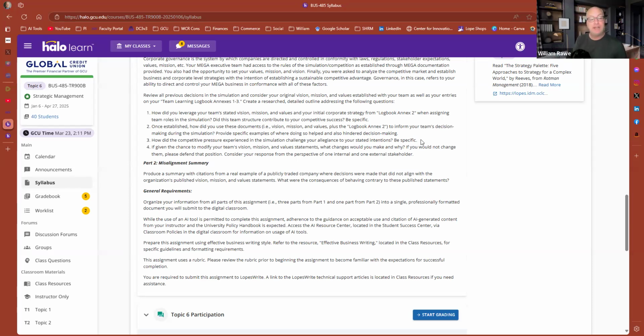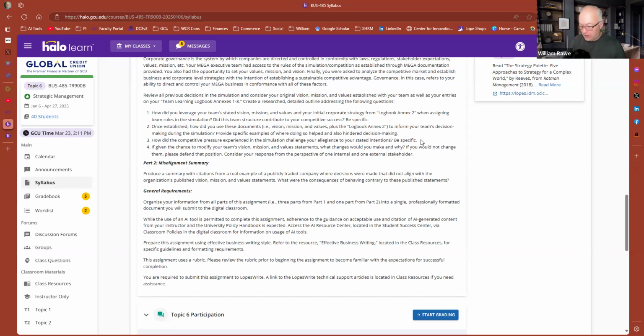Number 4, if given the chance to modify your team's vision, mission, and value statements, what changes would you make and why? The second part of this is if you would not change them, you have to defend that position. Consider your response from the perspective of one internal and one external stakeholder. So first of all, you either show me how you would have changed your vision, mission, or values, one or more of those things. If not, you have to defend it, and you have to provide me with hard evidence of why you would not change it.